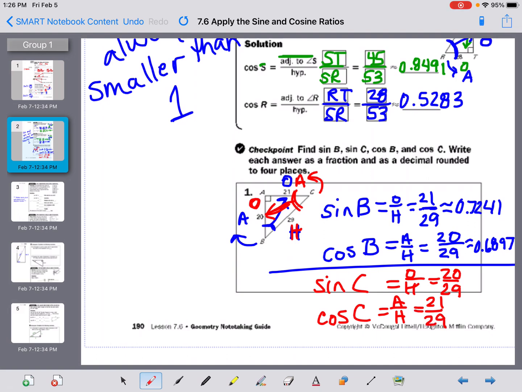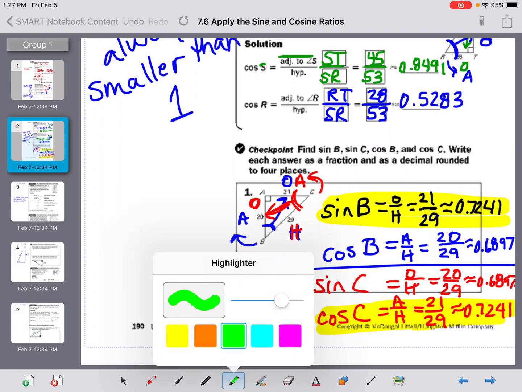Okay. Well, lucky for me, I already know those decimals. 20 over 29, I bet it's 0.6897. And when I do 21 over 29, that's about 0.7241. Okay. Did I get all numbers less than 1? Yes, so I must be on the right track. One thing I want to show to you here is I was able to use decimals from above, because look at the sine of B is the exact same thing as the cosine of C.